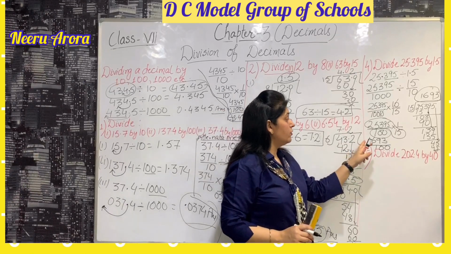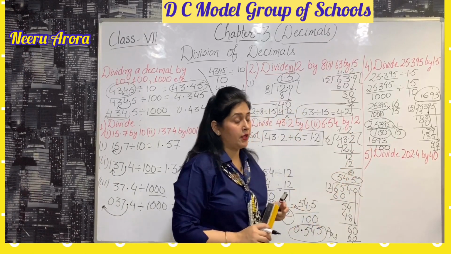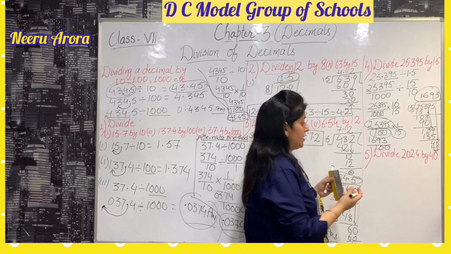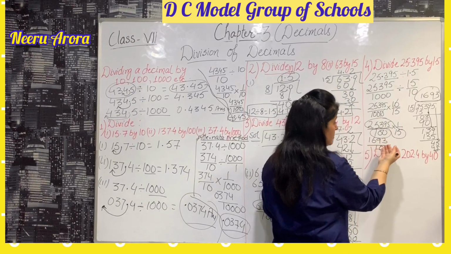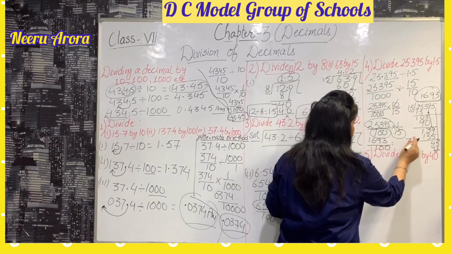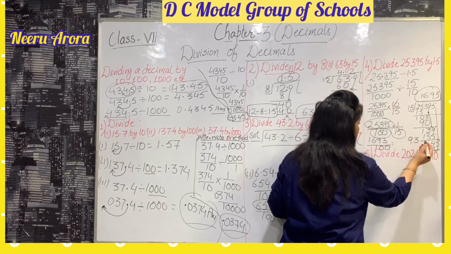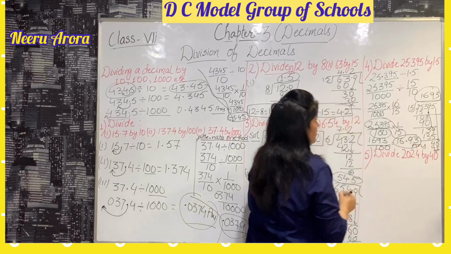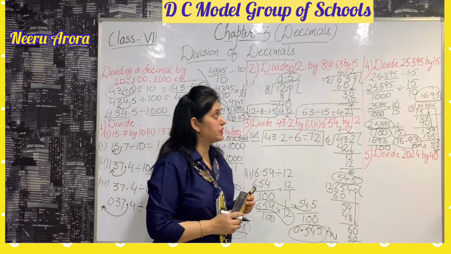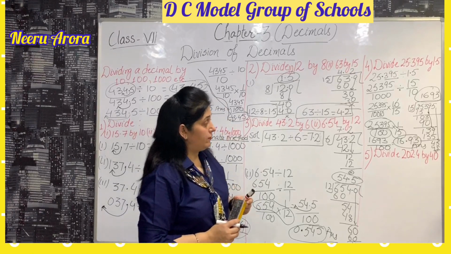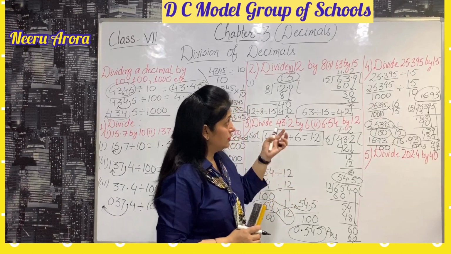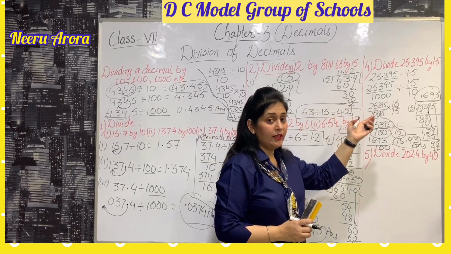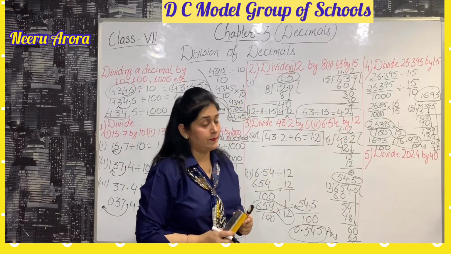So now we have kept 100 as it is. Now what will we do? We will divide our given number by 100. And when we divide by 100, the decimal shifts to the left side. We don't have a decimal. So what we will do? We will leave 2 places from the right side and place the decimal. So this is our required answer when we divide 25.395 by 1.5. So this was the sum in which we have a decimal in the dividend as well as in the divisor.